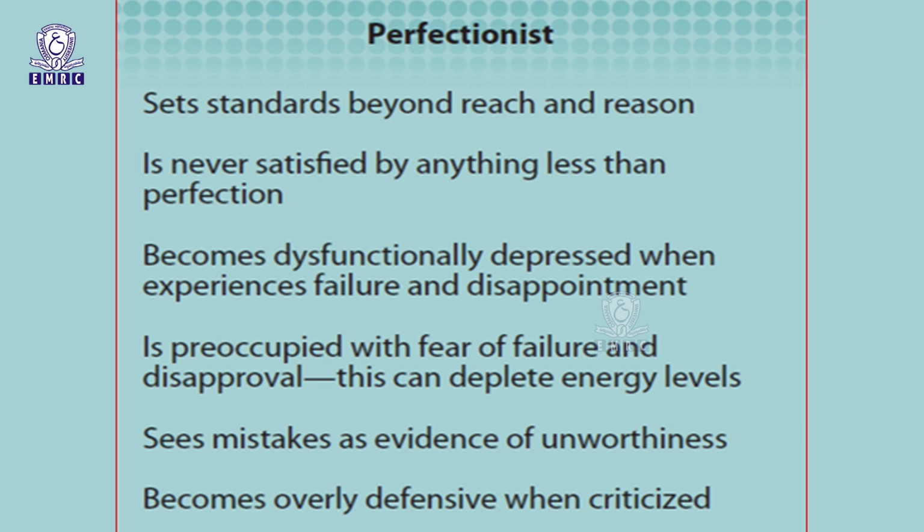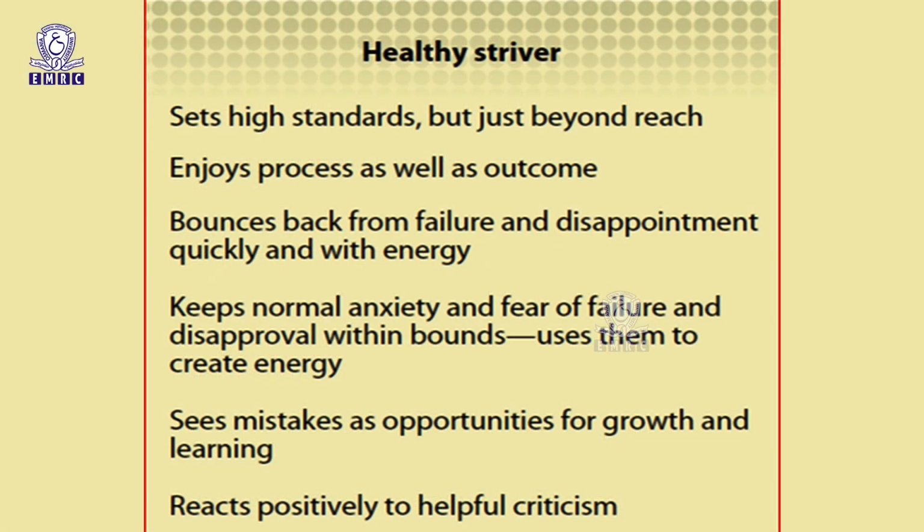Now, what are the characteristics that you can see in a healthy striver? They set high standards, but which are reachable, that is, realistic. They enjoy the process and also the outcome. They are not focusing only on the outcome, but also the process. They readily bounce back from failure and come out of disappointment very easily. They keep normal anxiety and fear of failure. They also see mistakes as opportunities for growth and learning, and they react positively to criticism. So, these are the differences between a perfectionist and a healthy striver.